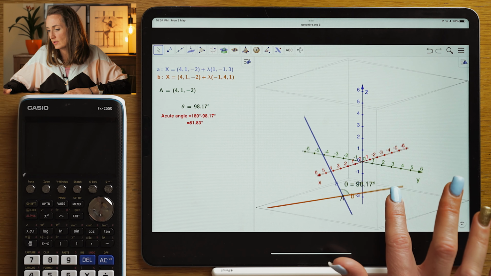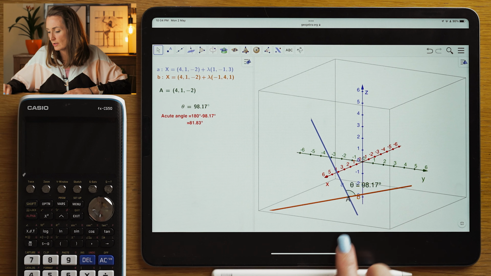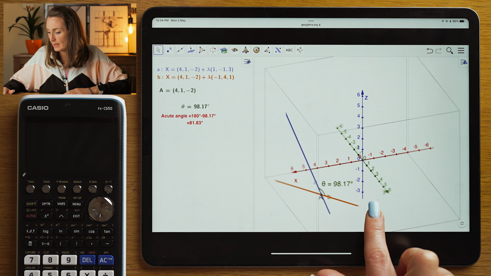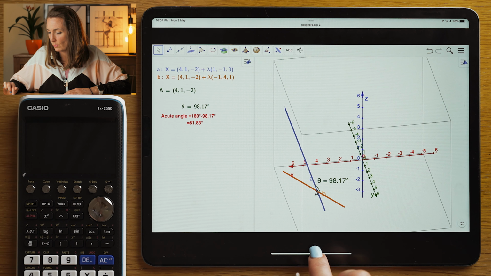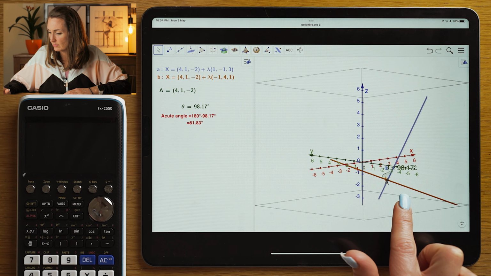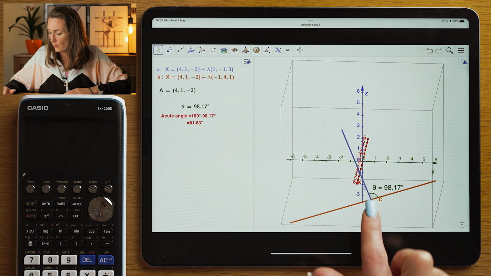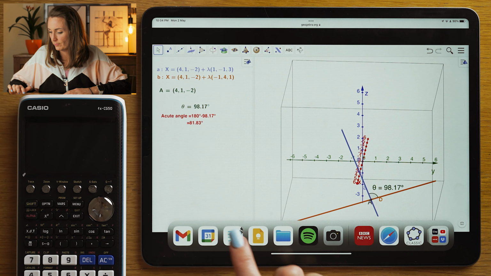Let's look at how we can find the angle between two lines in three-dimensional space. If you want to visualize what this looks like, this is the three-dimensional plane, and you can see these are the two angles here, and they're going to meet at a 98.17 degree angle. So let's have a look at what it looks like, and we're going to work out how you can find that angle.